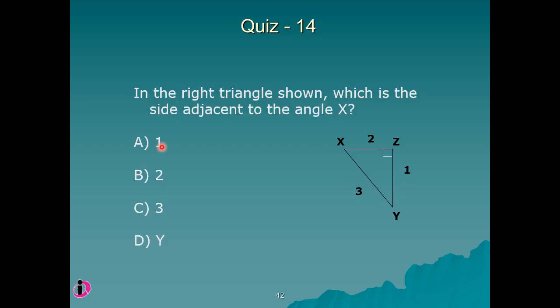Which side is adjacent to angle X? This is my angle X. Now which is the adjacent side? Number 2, right? Because this is the hypotenuse, and this is number 2, which is adjacent to X. So the right answer is B. Which is the side opposite to angle X? This is the angle X. This is the opposite side, right? Number 1.